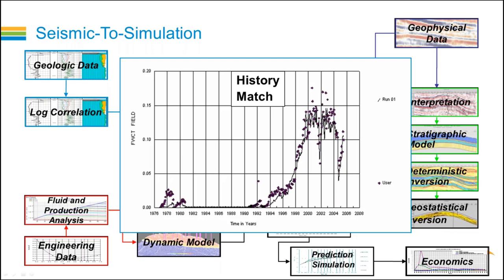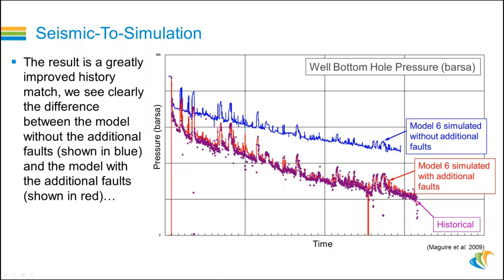This is one very good example from our group, 2009. You see here, it has the pressure results, and they are matching with the model. On the blue, they were using the model without any faults, so it was just some structure without any faults. And then after doing these steps, they found out that if they added some faults, it could be improved. So they changed their geological model, and then they have the new results in red, which is in very good agreement with what they get from the reservoir engineering.